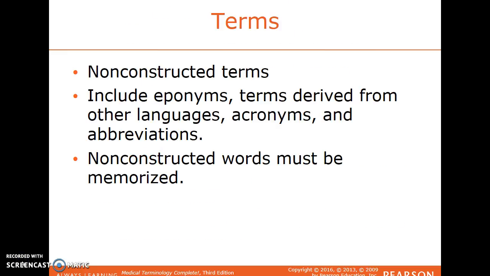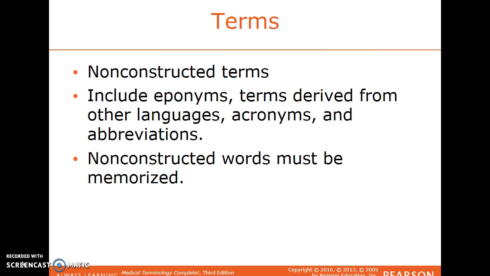The next set of terms we're going to look at are non-constructed terms. Non-constructed terms are terms that are not formed from individual word parts. Non-constructed terms include eponyms, which are terms derived from the names of people. For example, eustachian tube is an eponym because it is derived from the name of Bartolomeo Eustachio, who first discovered this tube between the throat and the middle ear.